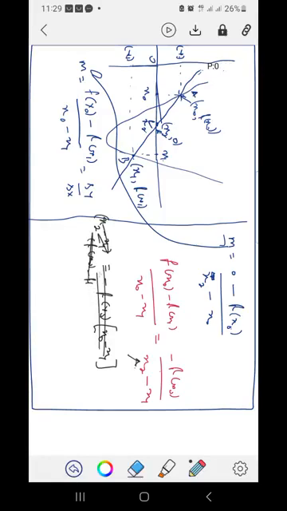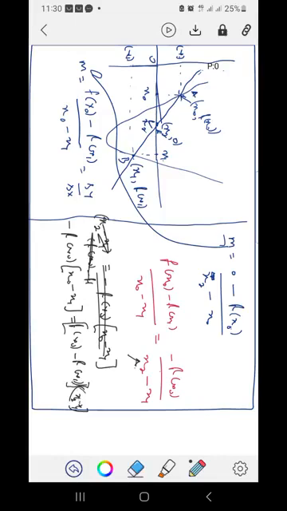Okay, let me redo it. So we have something like minus fx naught times x naught minus x1 equals fx naught minus fx1 times x2 minus x1.